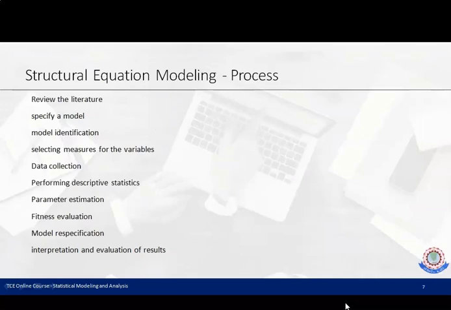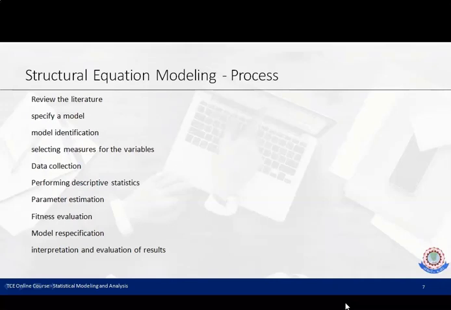The process behind SEM focuses on the following steps. The first is literature analysis for the data that is to be considered for evaluation, and the second, we have to specify a model that is most preferably suitable for the data that is chosen, and the next is identifying the model and the measures for the variables suitably that fits with the model parameters.